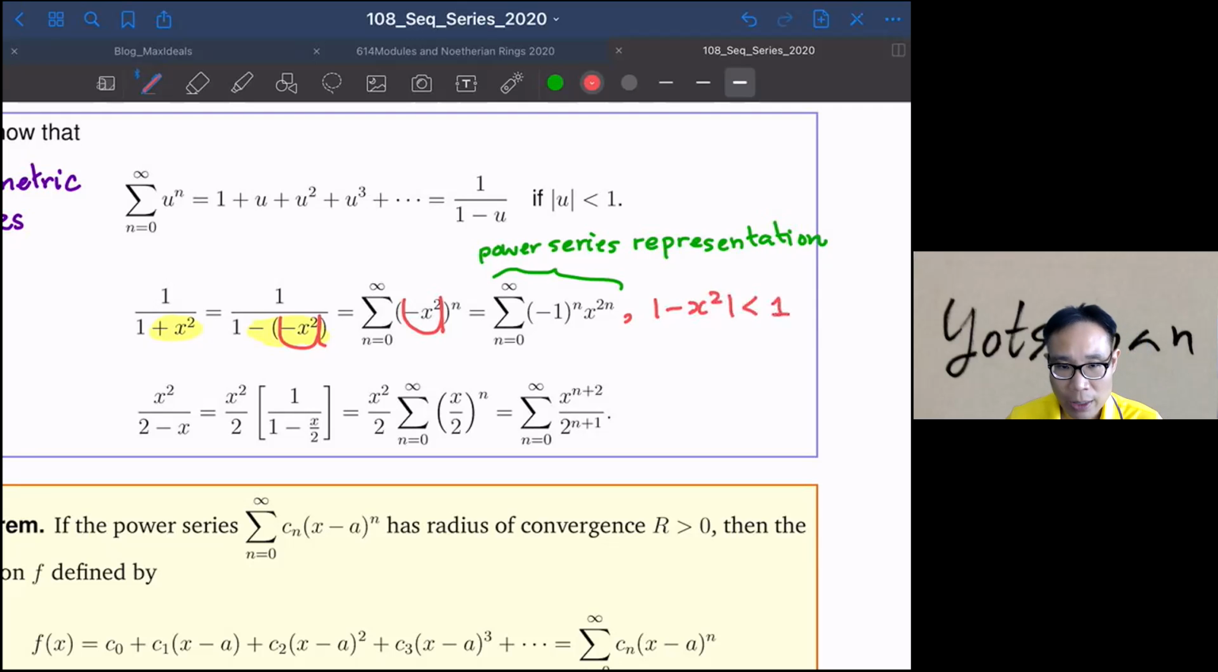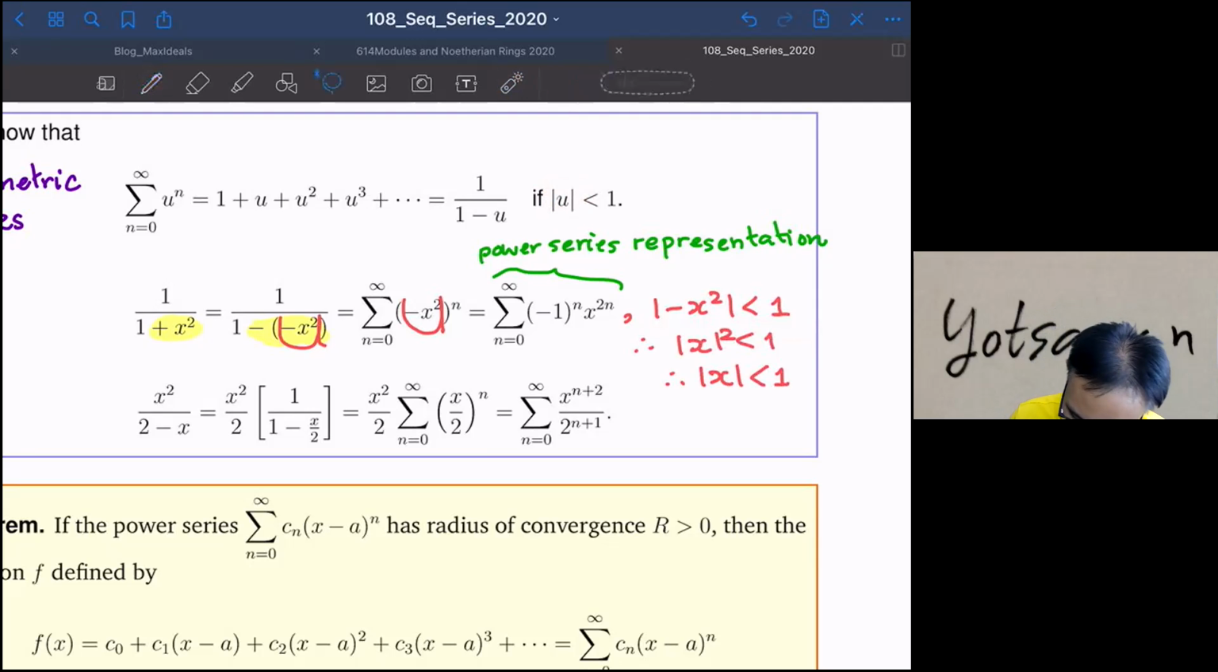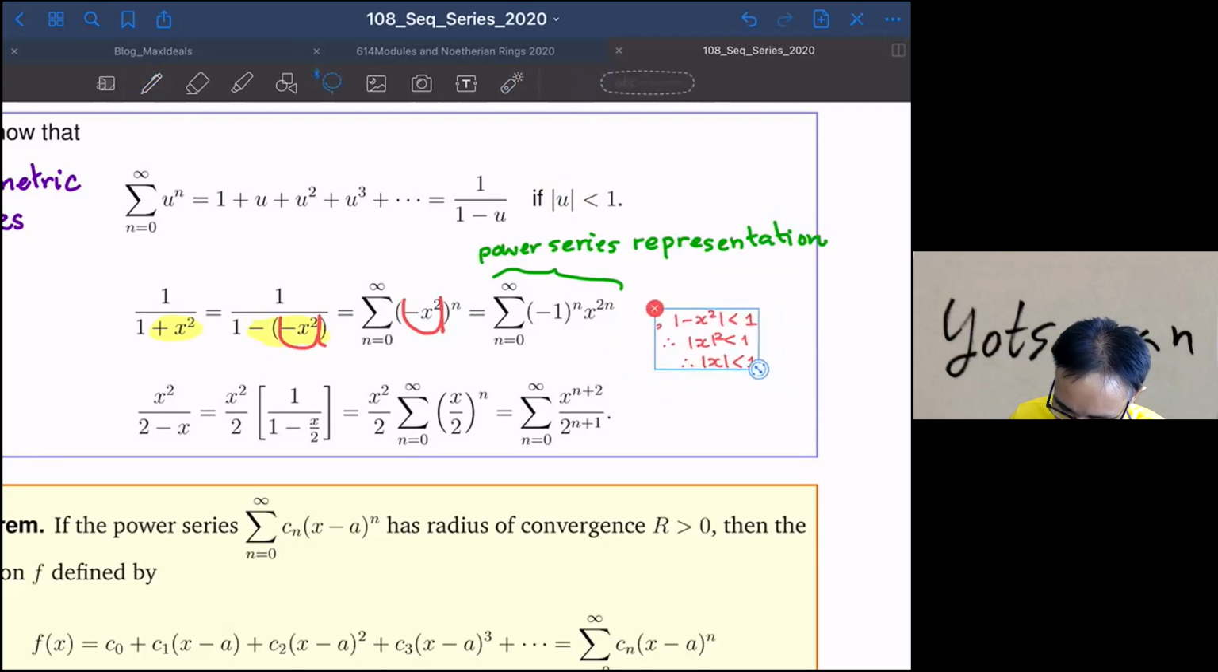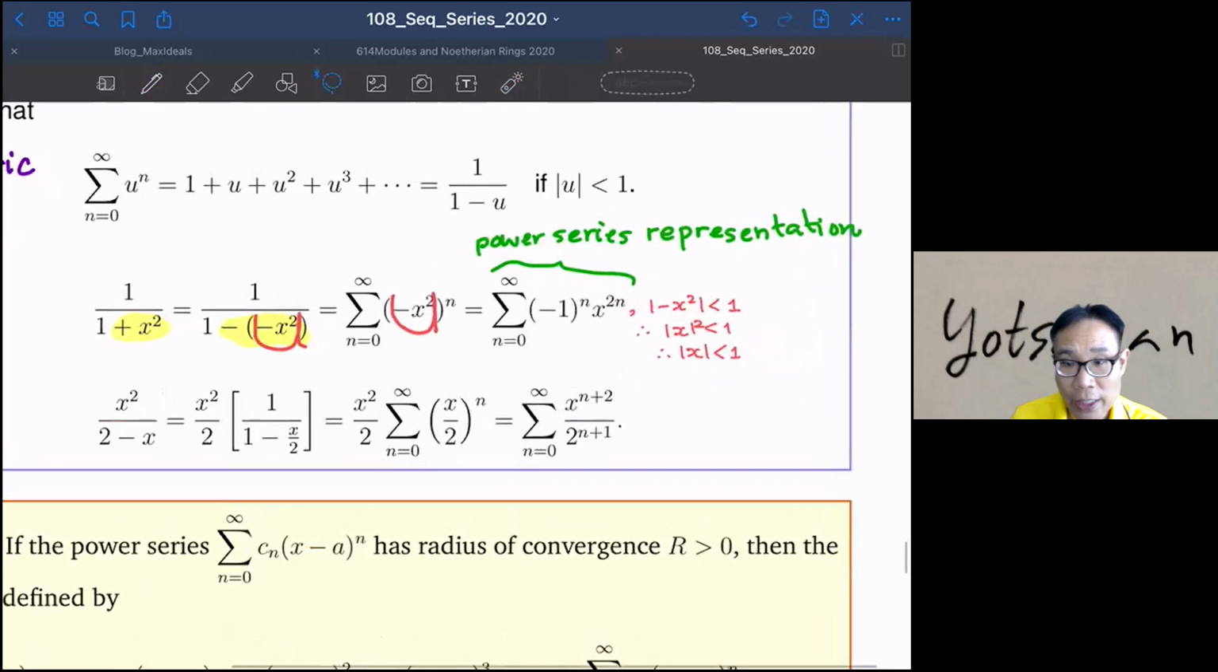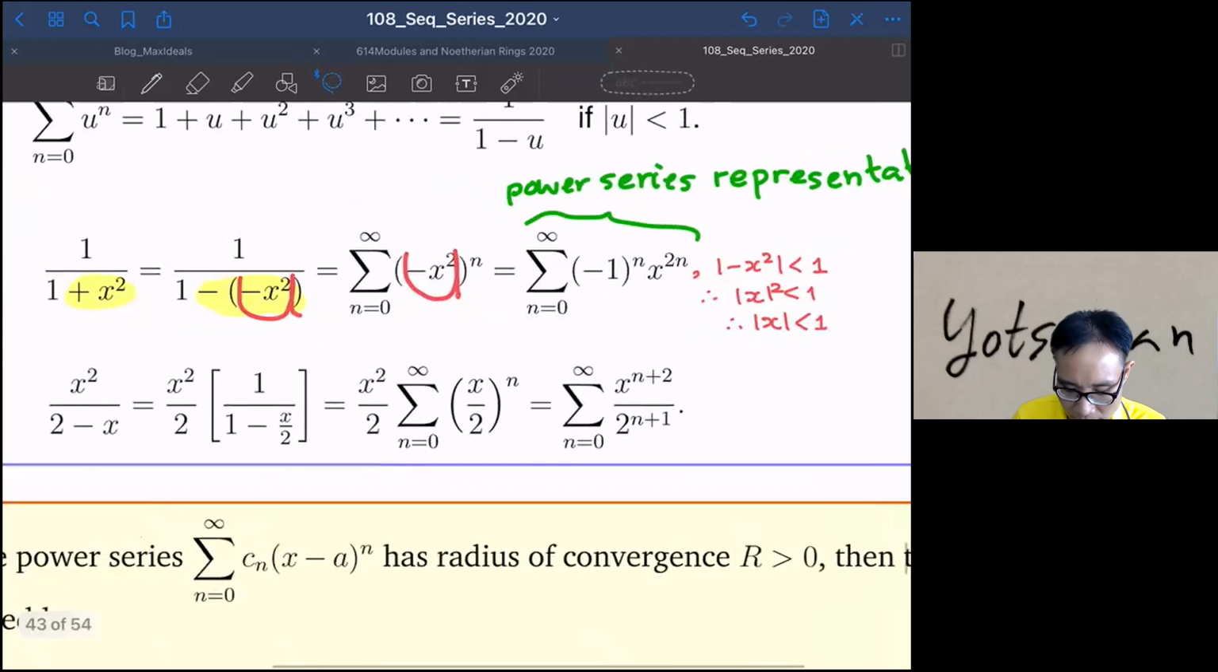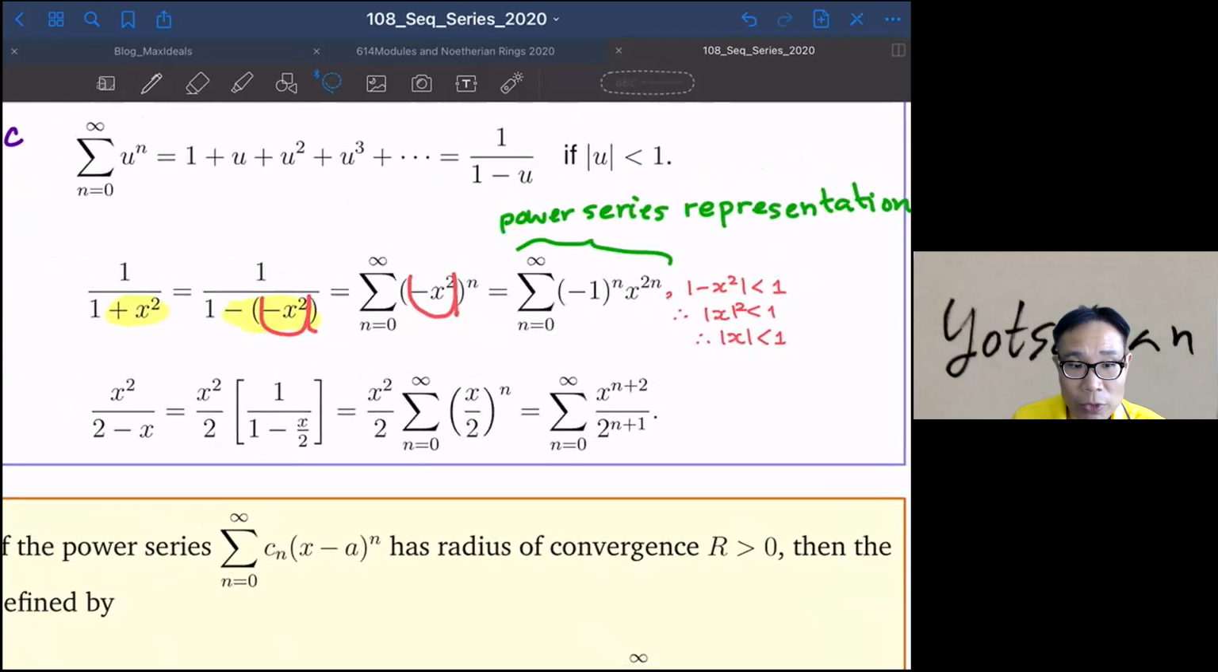Okay, so you have absolute value of u, where u is negative x squared. So you have absolute value of x squared less than 1. If you solve, you have x squared smaller than 1, so you get absolute value of x smaller than 1 by taking the square root of both sides. You must keep this in mind. That is not going to be valid for any x. It's going to be valid only for the x with absolute value smaller than 1.